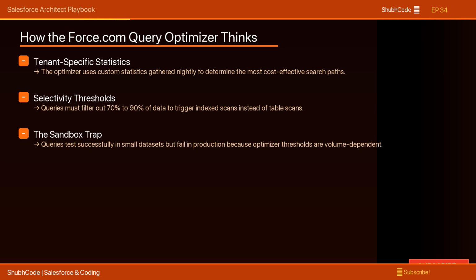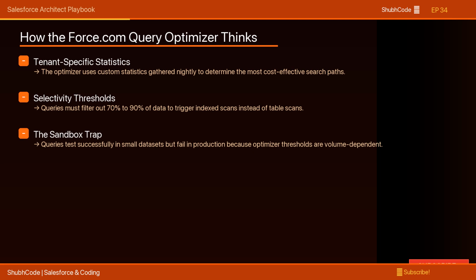Enter the Force.com query optimizer, which serves as the brain of the Salesforce database engine. Whenever you execute a SOQL query, a report, or a list view, the optimizer evaluates the query and determines the most efficient data access path. It does not rely on the standard database engine optimizer because multi-tenancy makes standard statistics highly unreliable. Instead, it maintains its own tenant-specific metadata statistics to decide whether to use an index or perform a full table scan. The optimizer uses strict selectivity thresholds to make this decision, which every architect must memorize.